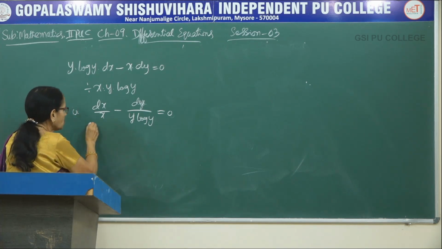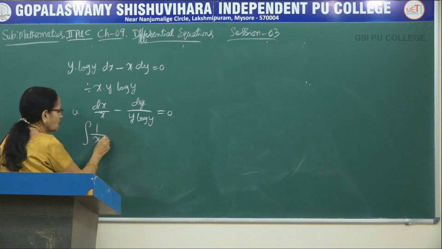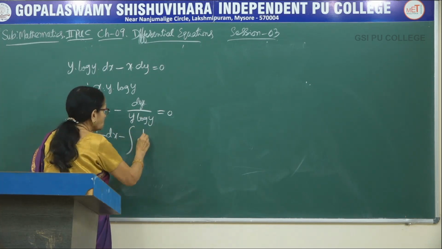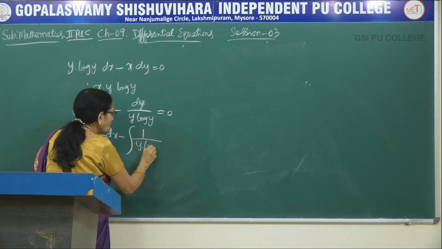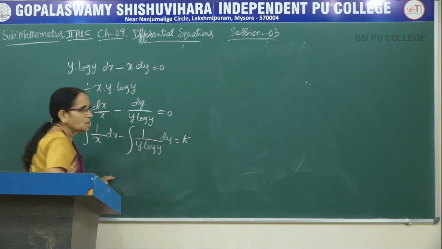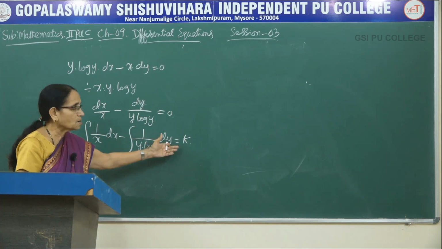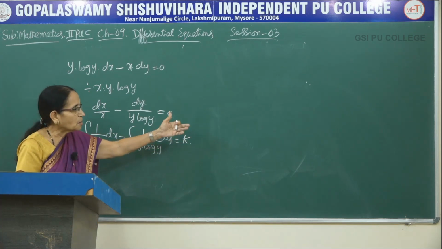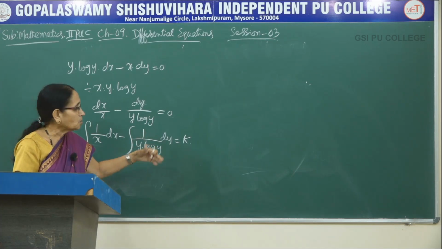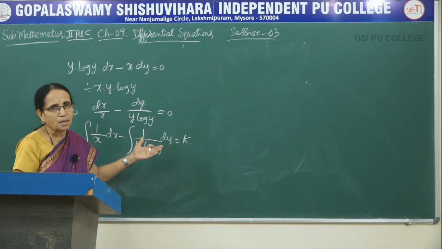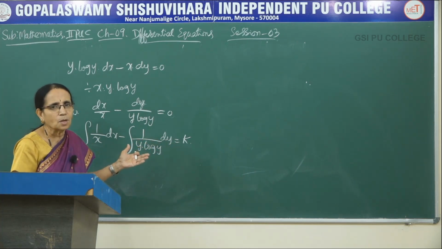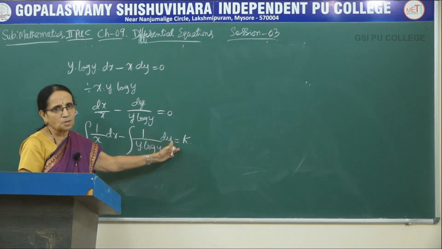Now let us go for the integration. Integrate. It is integral 1 by x into dx minus integral 1 by y into log y into dy equals a constant. Here also take some constant. Even you can take c also, no problem. As in the previous problem, I took k, then I changed over to log c. Or you can take c here, you can write it as log k, because that is an arbitrary constant. Any constant c or k you can use here. Generally we use c here.